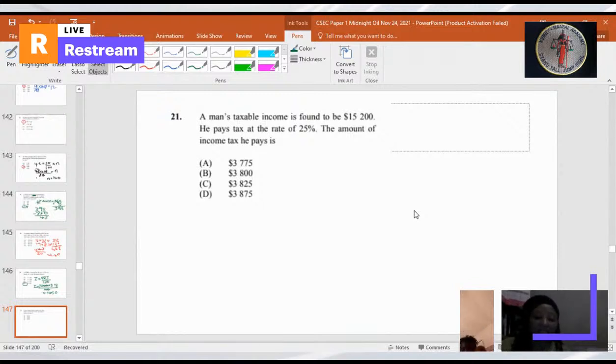A man's taxable income is found to be $15,200. That's the amount of his income that's going to be taxed. He pays tax at a rate of 25%. The amount of income tax he pays is, now we should know that 25% is a quarter. So we could just find a quarter of 15,200, just divide it by 4.